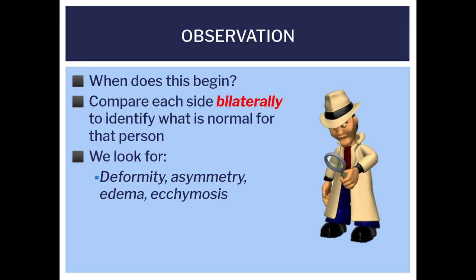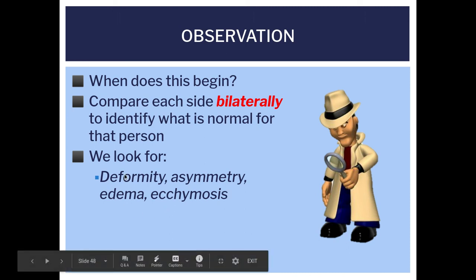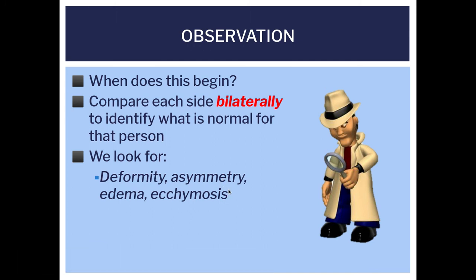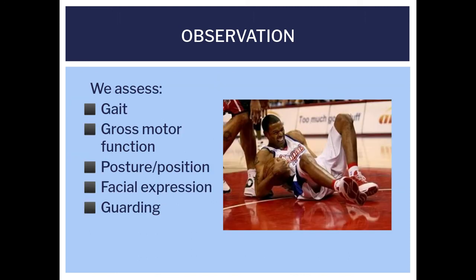Or it could be this ankle, you're just looking at it, observing it. It is very swollen. It looks deformed. It does not look the same as the uninjured side. Ecchymosis is bruising. So if you're looking at that and observing all of that, then that's going to indicate that something more serious is going on.